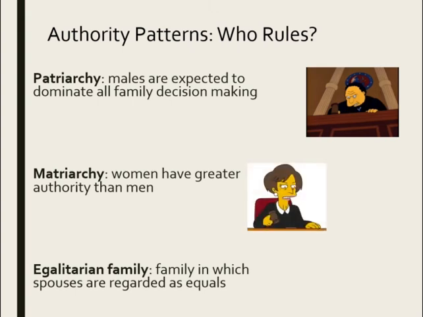Then you have matriarchy, and this is when the women in the family have greater authority than the men. This typically happens when men are at war and women are left back home. They typically end up taking on more of the authority. And then you have the egalitarian family, and this is when both spouses are regarded as equals. This is typically what you see modeled in America. This is how a lot of people want to live their lives throughout their family decision making.